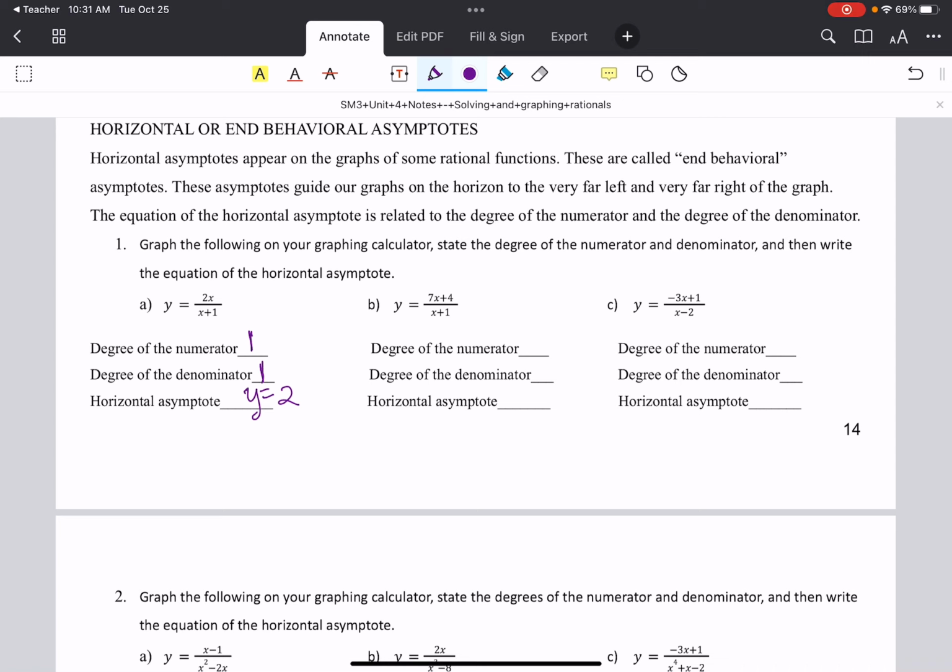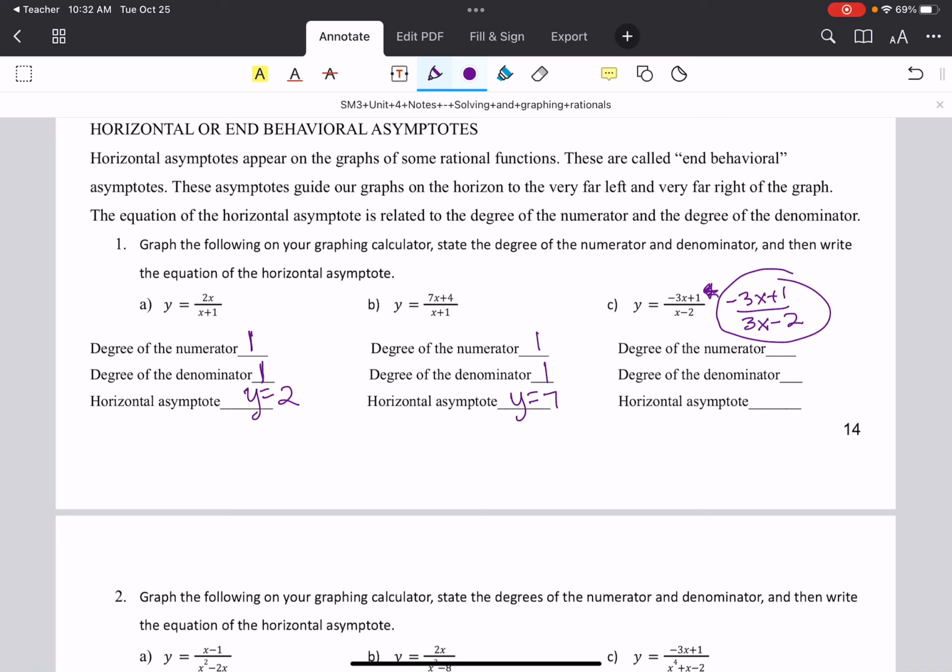What's the degree of this equation? Numerator 1, denominator 1. What do you think the horizontal asymptote is? We're going to graph it. I want you to all make this change: make it 3x minus 2 on the bottom. Then it'll help the pattern come up better.